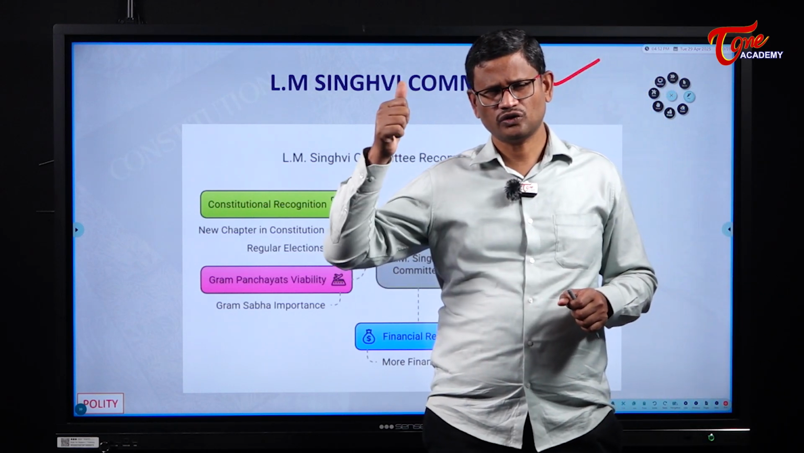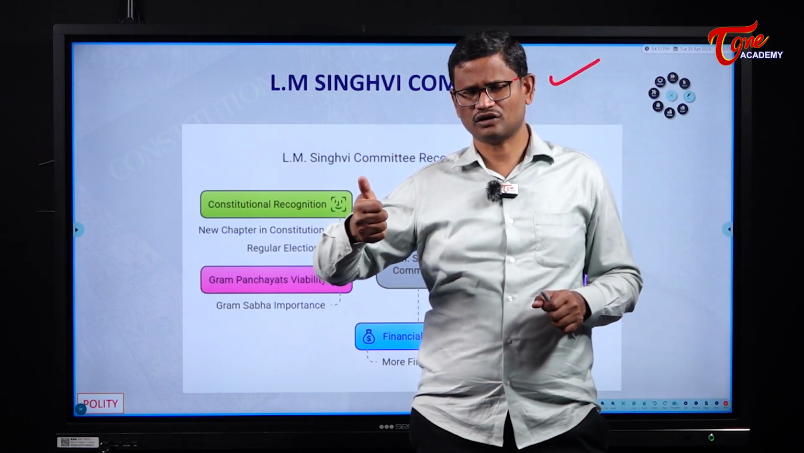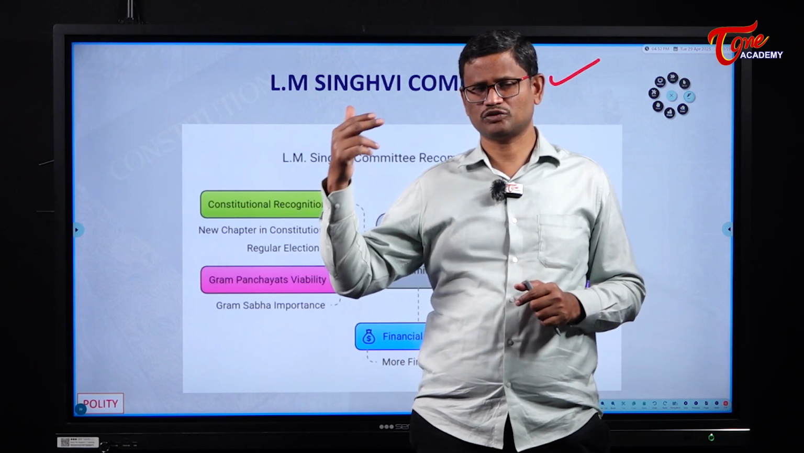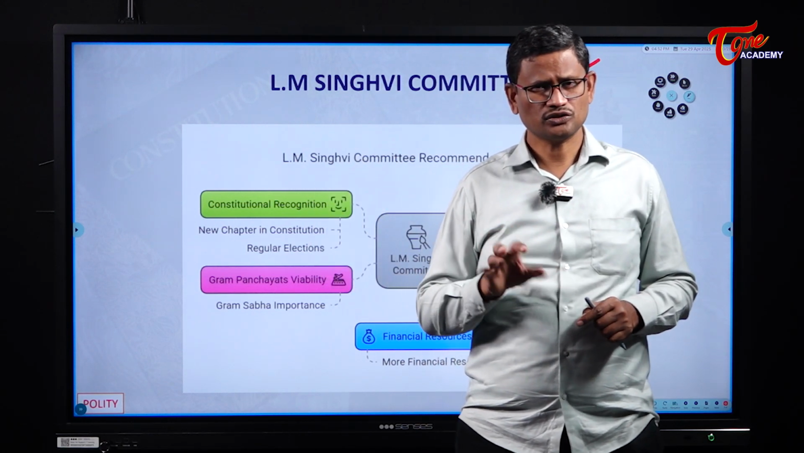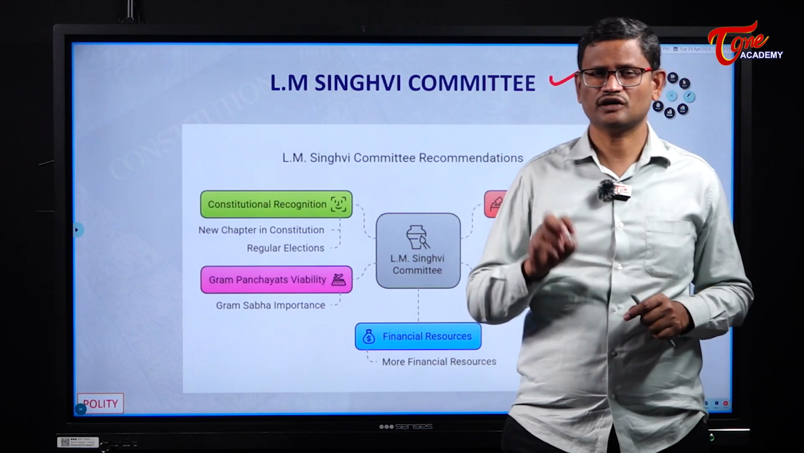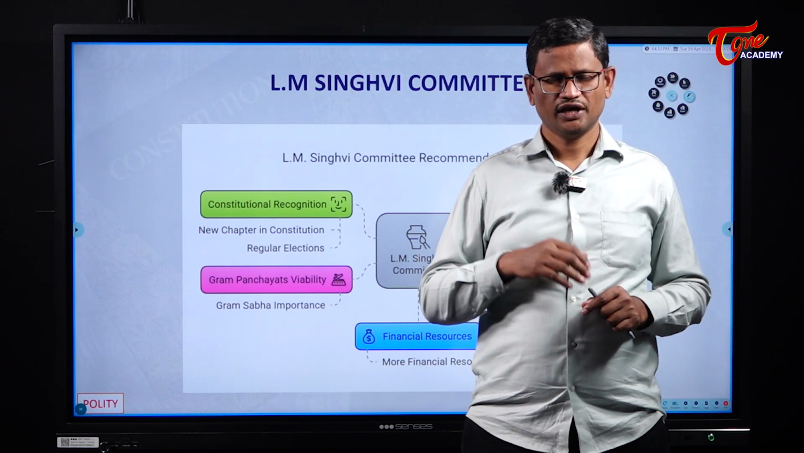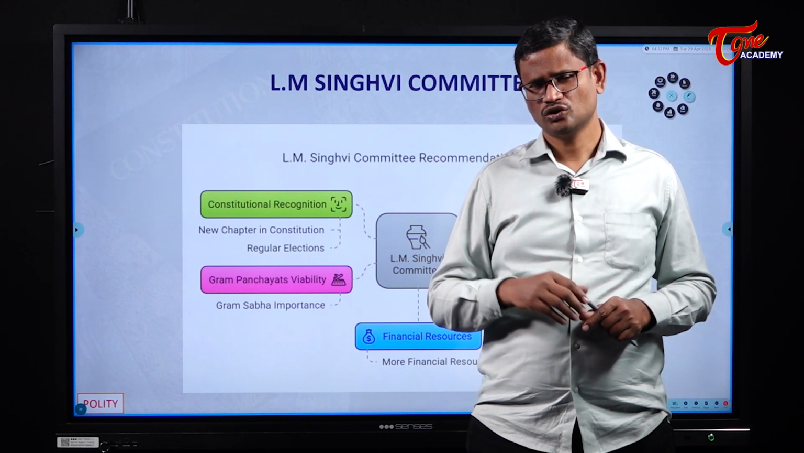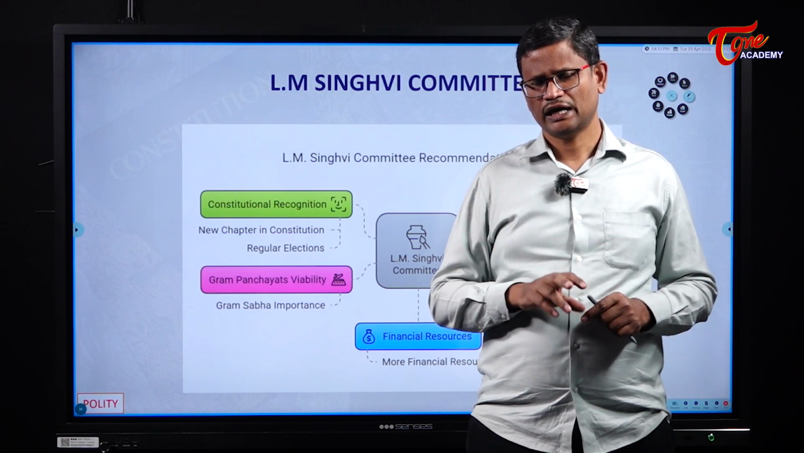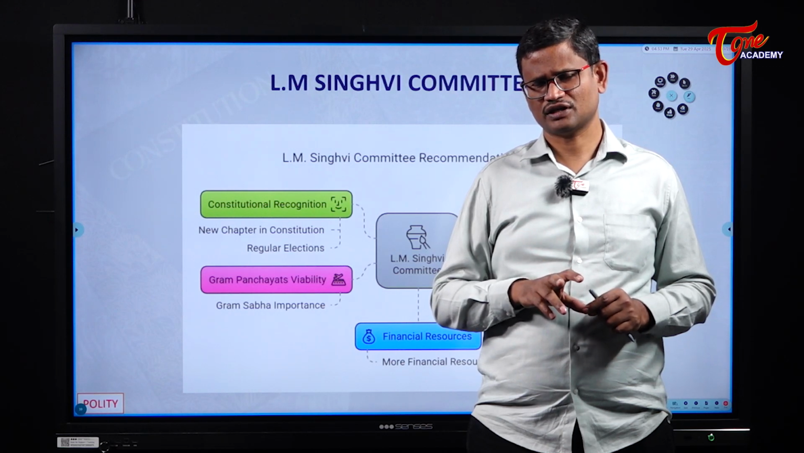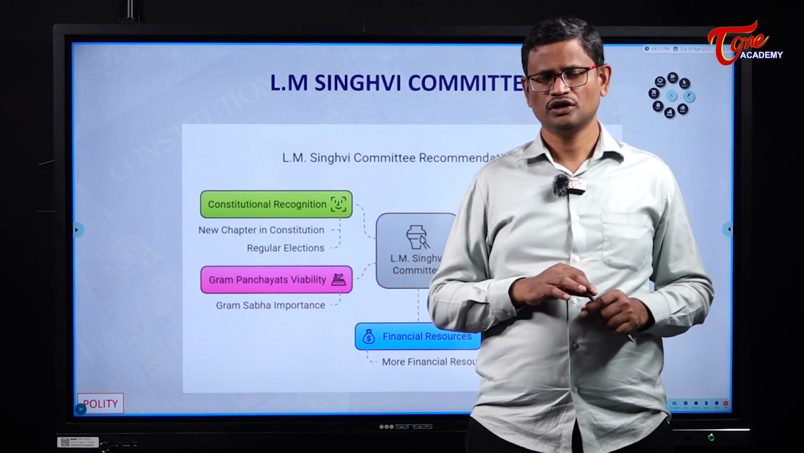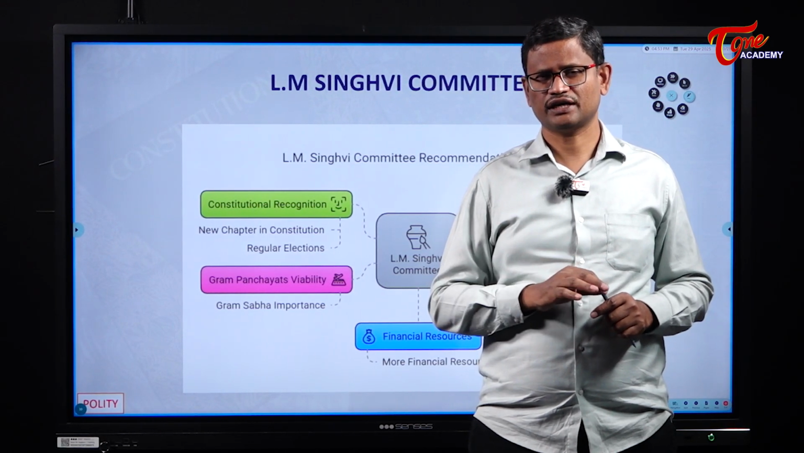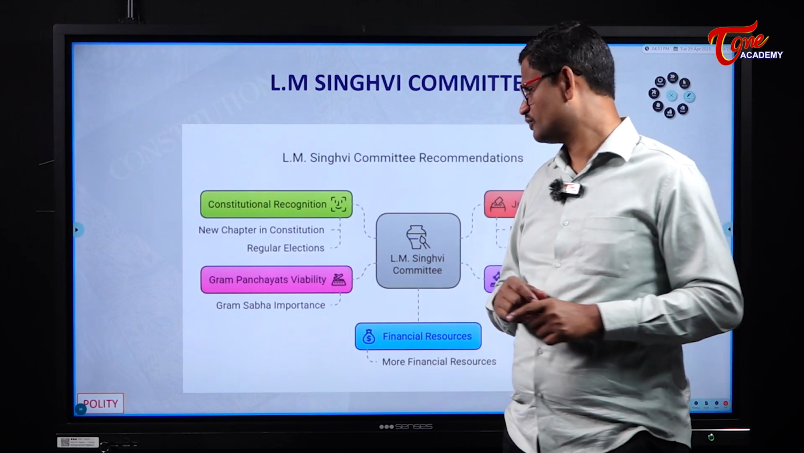So in addition to recommending conferring constitutional recognition to the Panchayat Raj institutions, it recommended the establishment of Gram Sabha. It also recommended the establishment of judicial tribunals. If there are any disputes with respect to elections to the local bodies, to resolve these disputes, LM Singhvi committee has recommended the setting up of judicial tribunals. It also recommended the establishment of Nyaya Panchayats for a group of villages.